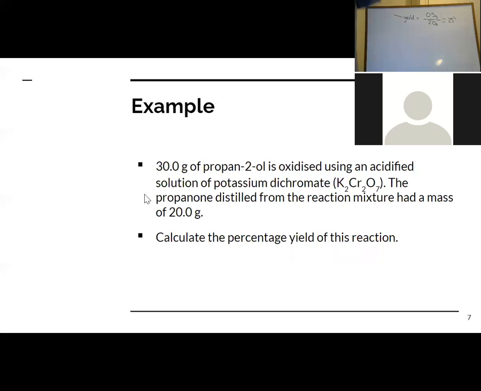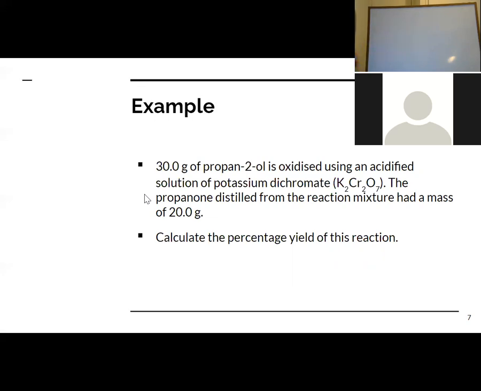So this concept of trying to figure out how much of the product we have. Okay, here's our question. So 30 grams of propan-2-ol, don't worry too much about it if you don't know what these are.